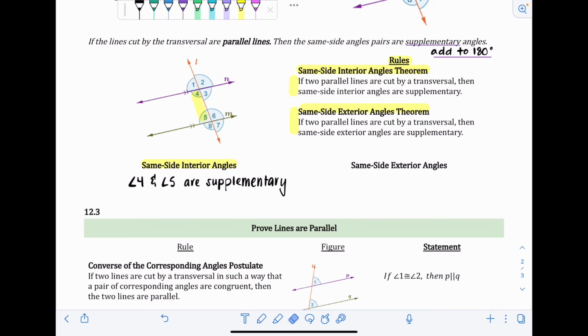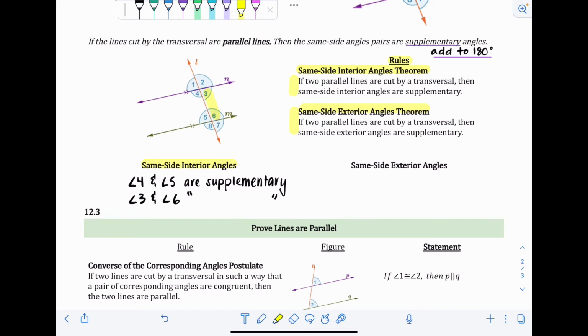And then for the other side of the transversal, it's 3 and 6. So we can say angle 3 and angle 6 are supplementary. I'm just going to use the little quotes just to mean the same thing. So angle 4 and angle 5 are supplementary. They add up to 180. Angle 3 and angle 6 are also supplementary.